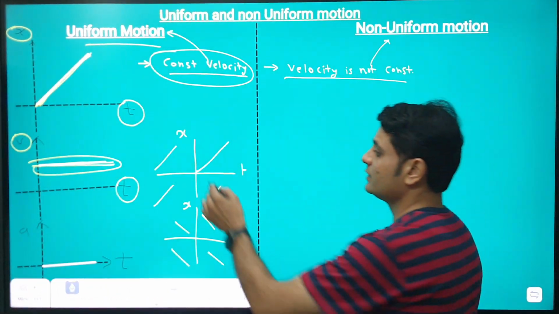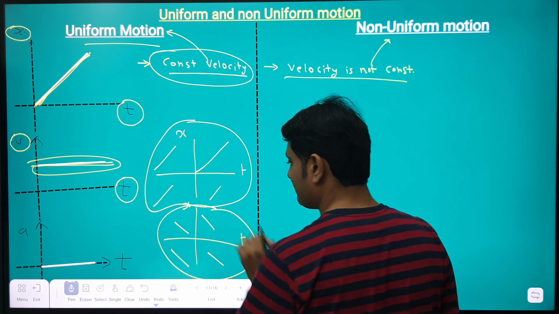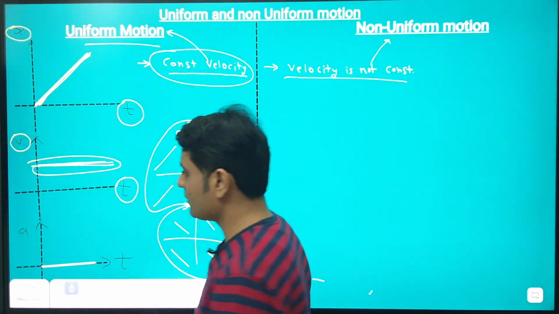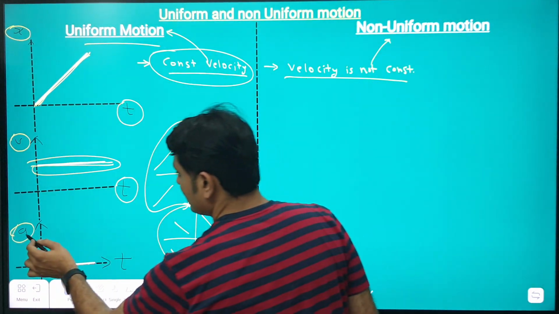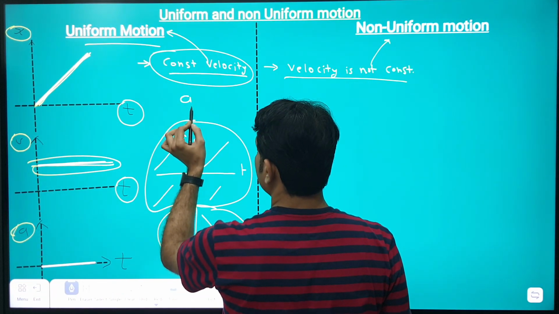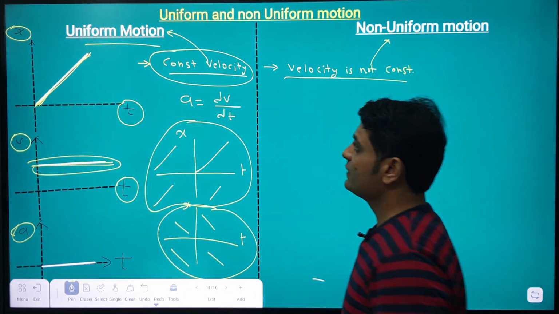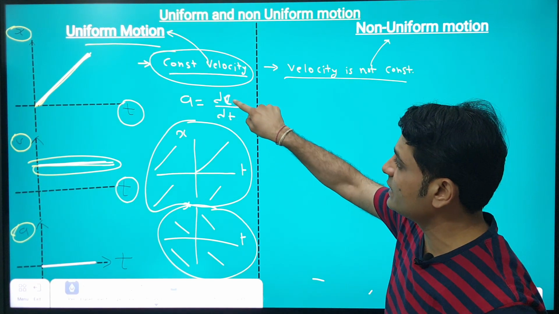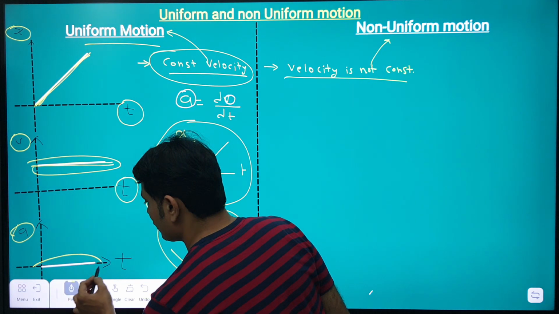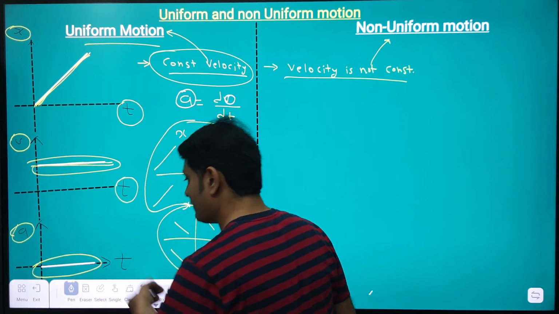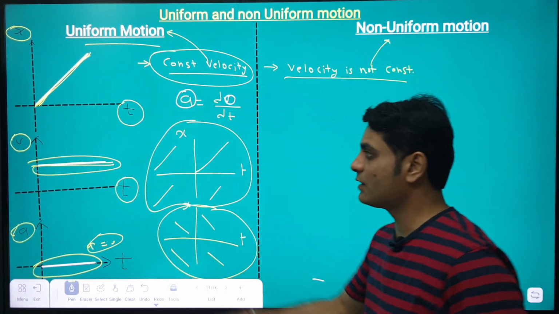In all these above cases, velocity will be positive. In these cases, velocity will be negative. And if we talk about acceleration, if velocity is constant, then acceleration is 0. Why? Because acceleration is defined as the time rate of change of velocity. So if velocity is constant, then acceleration must be 0. So we have to draw it along the time axis when a is equal to 0. When a is equal to 0, the graph will be like this.